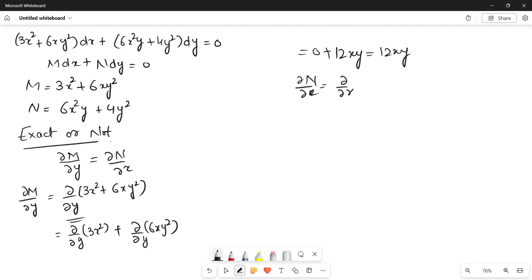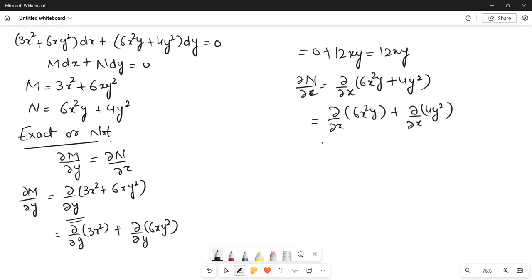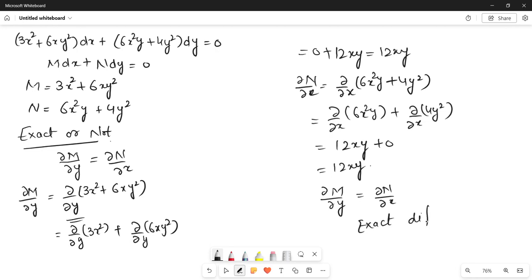So del by del x of 6x squared y plus 4y squared. Again we find the partial derivative: del by del x of 6x squared y plus del by del x of 4y squared. The derivative of the first can be written as 12xy, and the second is a constant, so it gives 0. So you will get 12xy. In this case, del M by del y is equal to del N by del x. It means that your given equation is an exact differential equation.